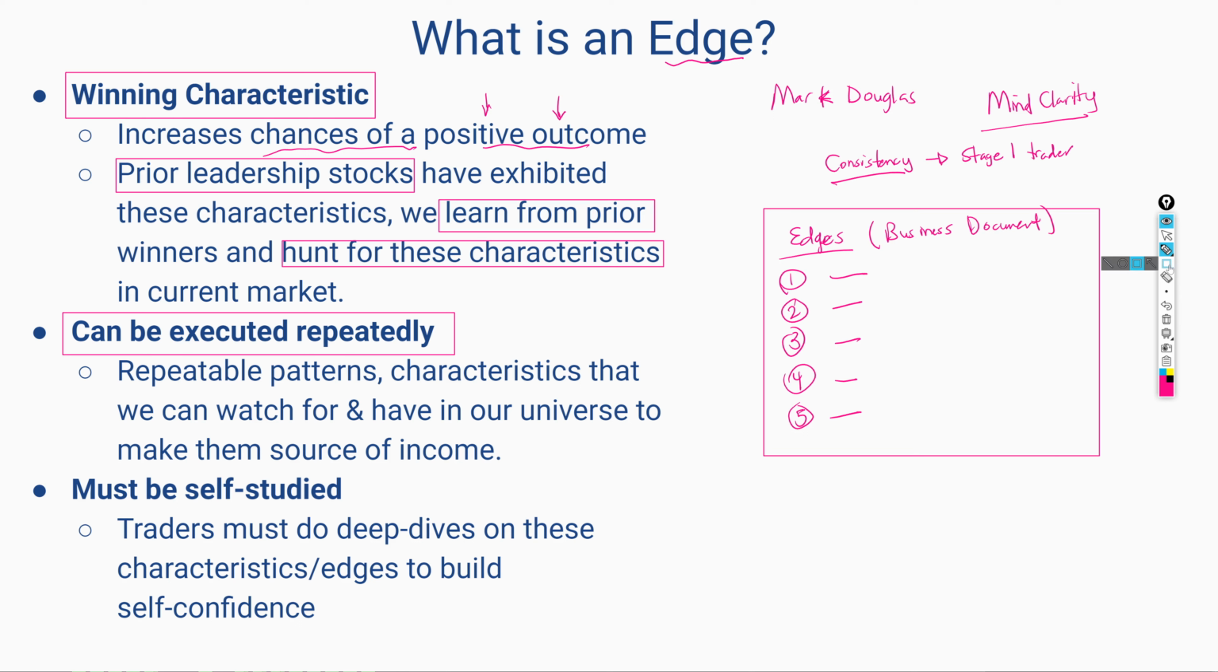The second thing is that we have to make these particular edges sources of income for us in trading. We see them on the charts, we execute them, we make money from them so that we can see a higher equity curve on a week-to-week, month-to-month basis, and then we repeatedly execute that same edge in the markets to draw an income from.